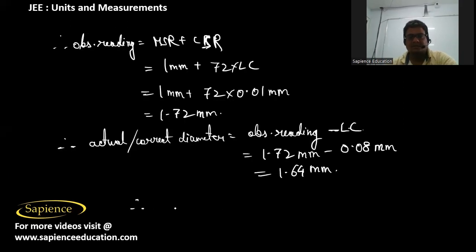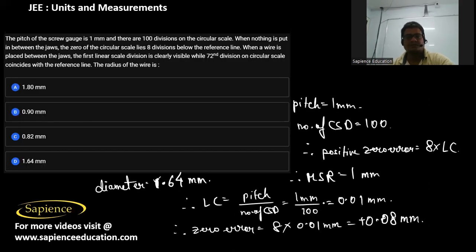So then the radius of the wire will be equal to half of this diameter of the wire, which is 1.64 millimeter. That will be 0.82 millimeter. So option C is the correct answer.